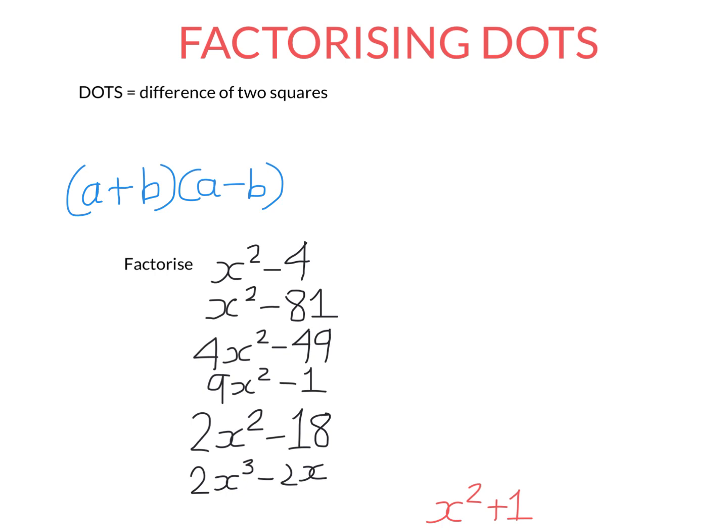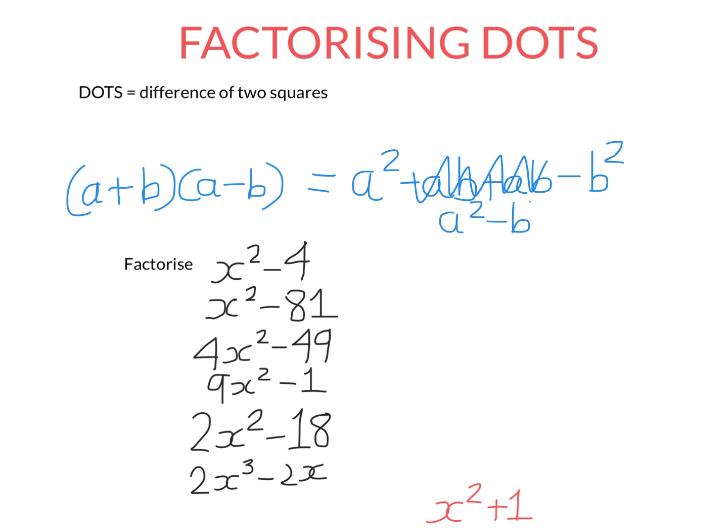by doing the opposite. So if I expand this using the FOIL method that we learnt previously, well, firsts: a times a. Outsides: a times negative b. Insides: a times positive b. And last, the thing that occurs last in each bracket, b times negative b is negative b squared. So these two terms cancel out. Negative ab plus ab is 0. So if I expand a plus b and a minus b, I'm just left with a squared minus b squared.